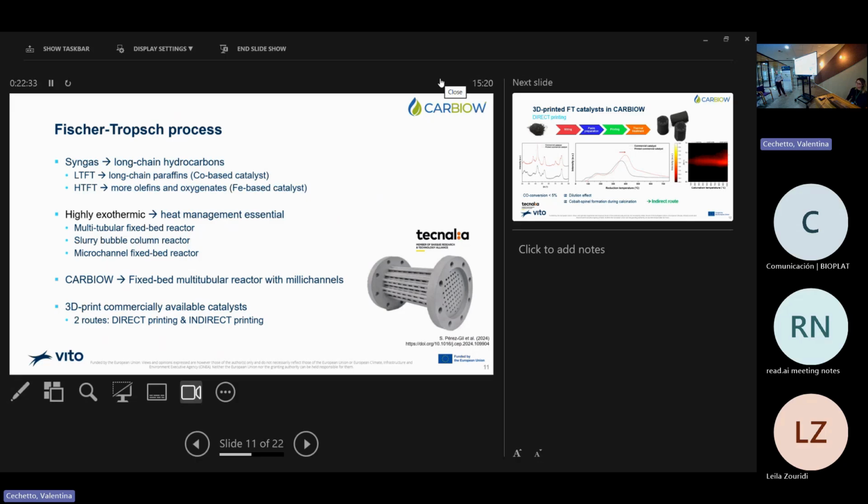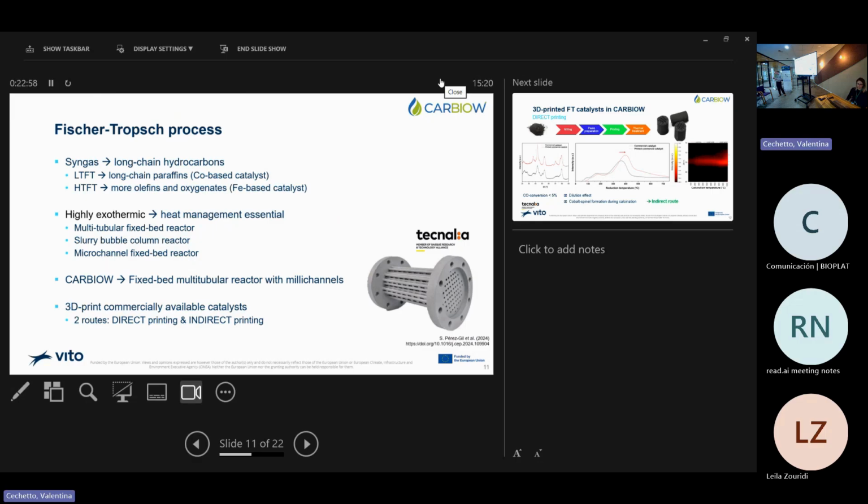So the idea in the project was to have very fine channels because then you get a good mass transfer, a good heat transfer, because that's essential to avoid hotspots. And what we are focusing on is these long chain paraffins. So we use the commercial cobalt-based catalyst because it's well researched, it's well known. We just transfer it to a process intensified application.